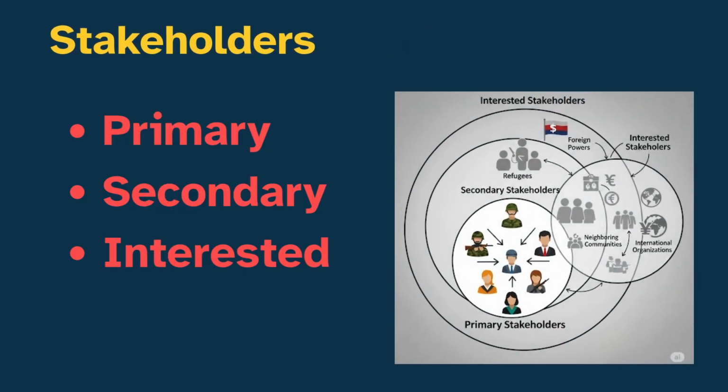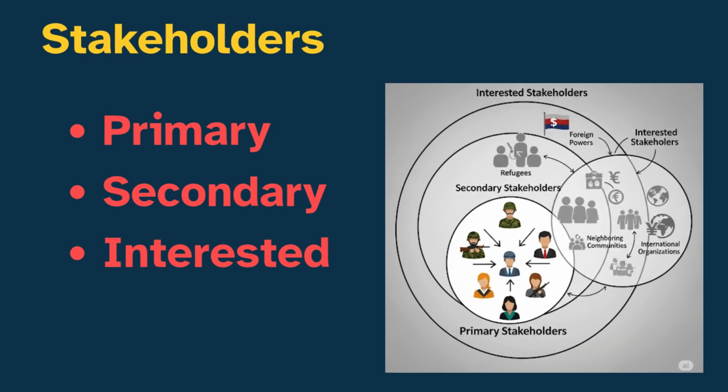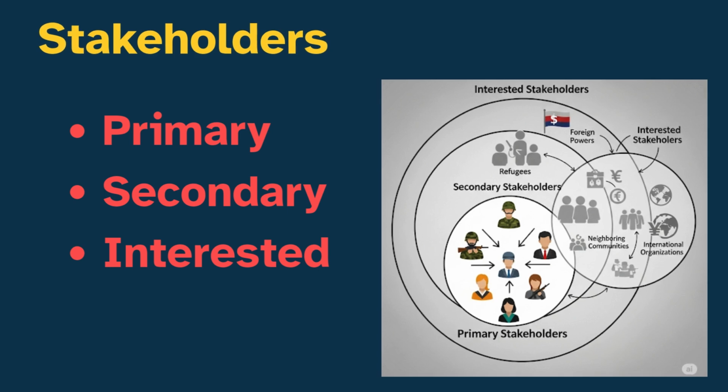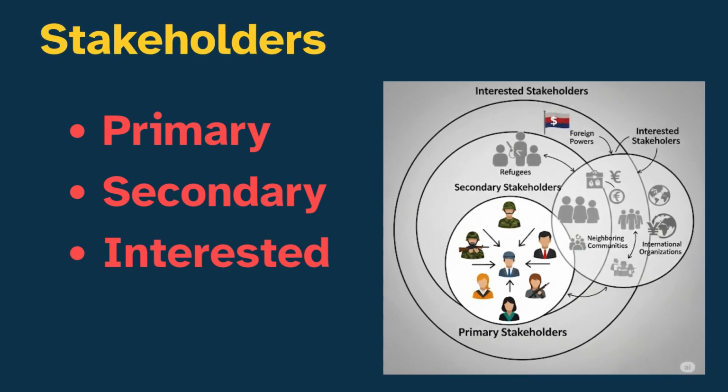The second element to understand conflict analysis is the stakeholders. Stakeholders are individuals, groups, or organizations that have a vested interest in the outcome of a conflict. They are of 3 types: 1. Primary, 2. Secondary, and 3. Interested.